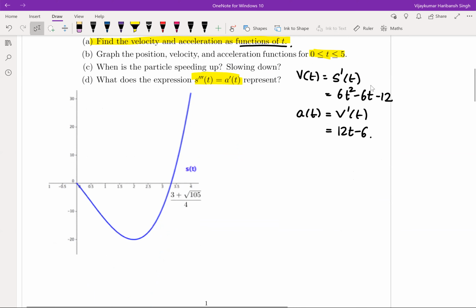So this s(t) represents your position, and we want to first draw v(t). To draw v(t), we are drawing the derivative of this function. So note that here the derivative of the function is 0. So here the slope equals 0. So at this point, your velocity will cut the x-axis.